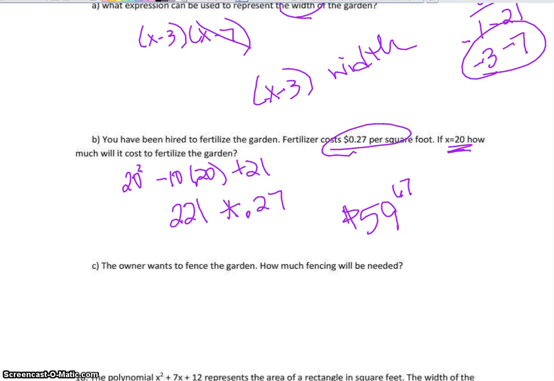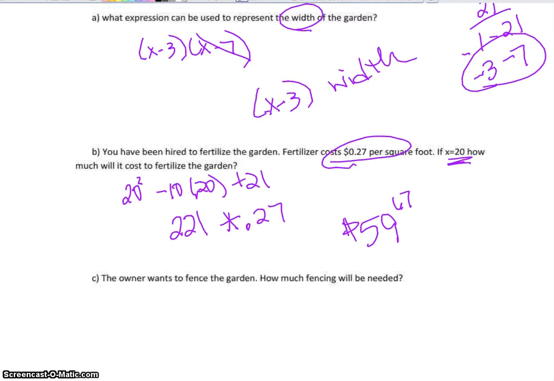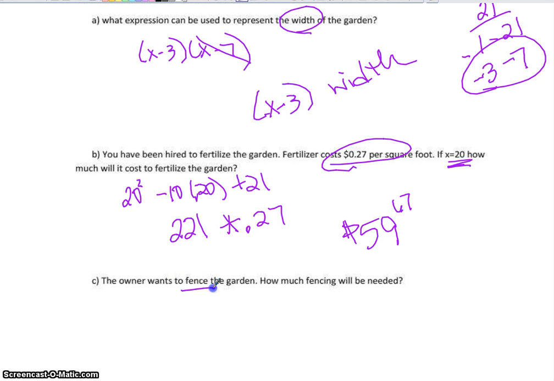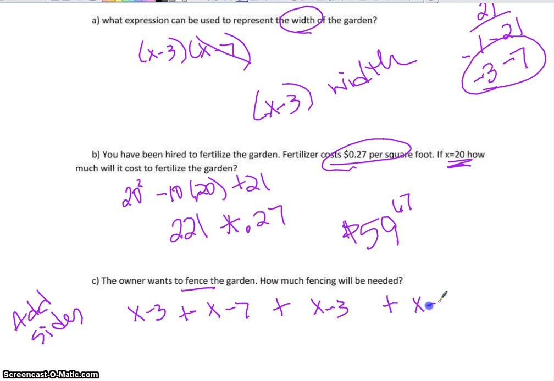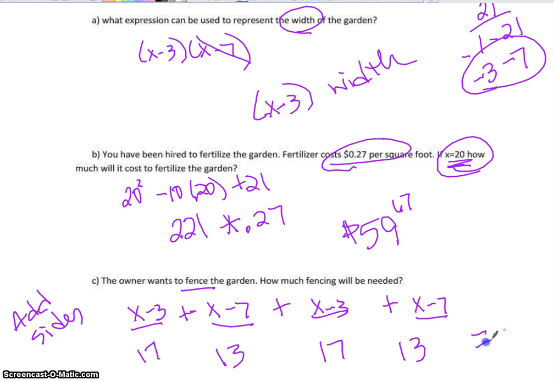The owner wants to fence the garden. How much fencing will be needed? Well, your fencing means that you're going to have the perimeter. When you find the perimeter, you have to add all of your sides. So we have x minus 3 plus x minus 7 plus x minus 3 plus x minus 7. But they told us that x is 20. So 20 minus 3 is 17. 20 minus 7 is 13. 20 minus 3 is 17. 20 minus 7 is 13. Add those up and you get 60. There's your final answer.